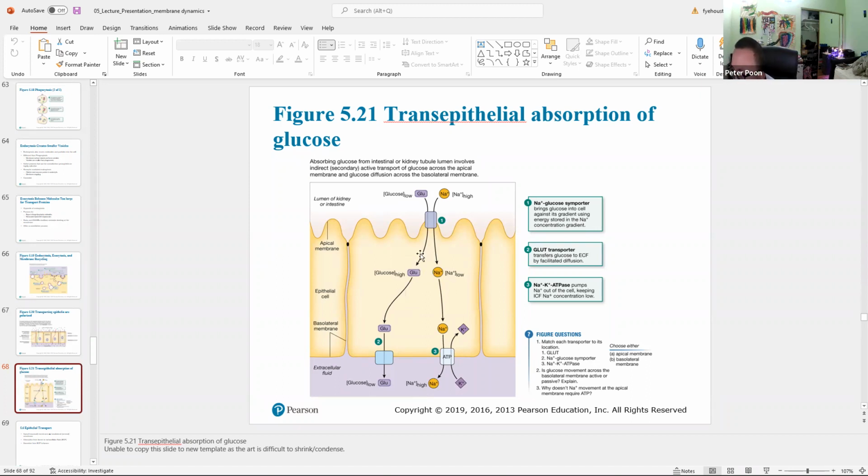Now that sodium, as soon as it comes in, I'm gonna push it back out. The glucose that comes in, I'm gonna push it back out. So I'm gonna try to keep this flowing. Hopefully that makes sense, you guys.